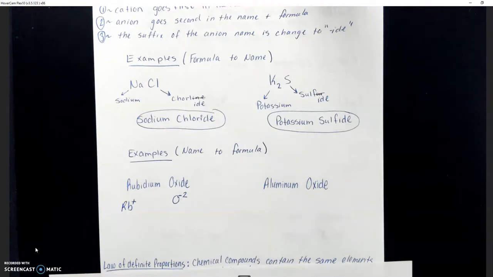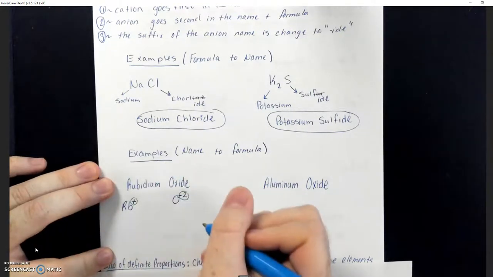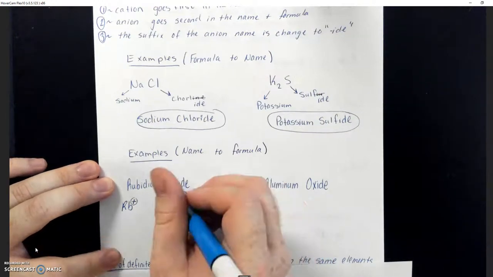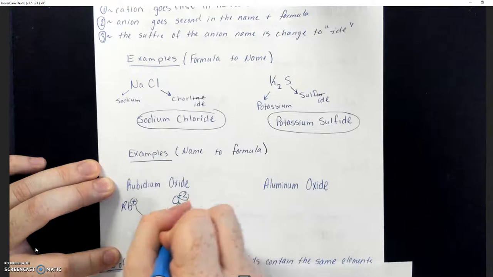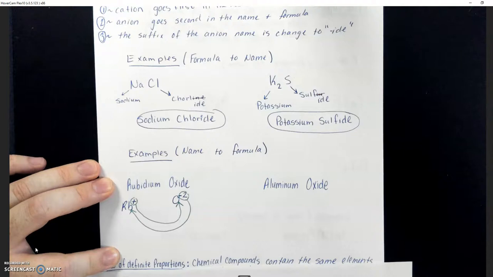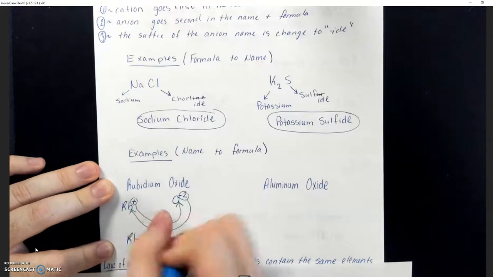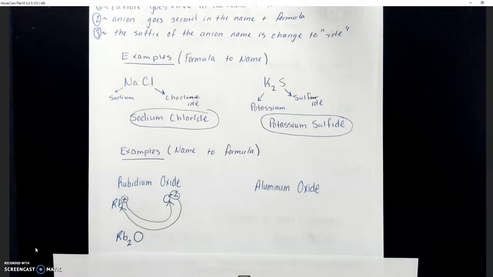Alright? Now, to make the final formula, literally all you do is take the superscripts of the charges. These are the superscripts, and they are going to become the subscript of the other ion. We call that the crisscross method. So this 1 down here is going to go here. This 2 down here is going to go here. We're not going to bring the charges, we're just going to bring the numbers. So it's Rb2O1, and you don't have to put the 1 there, it's implied to be there.